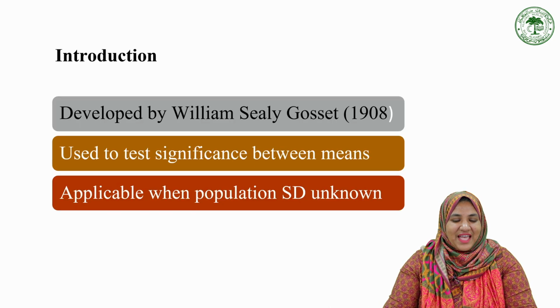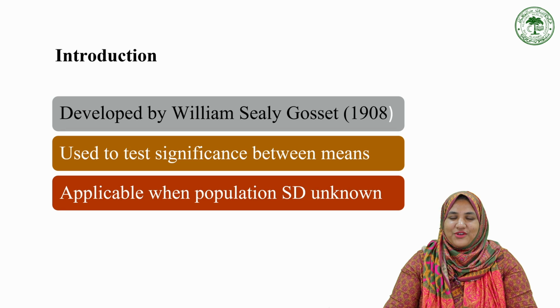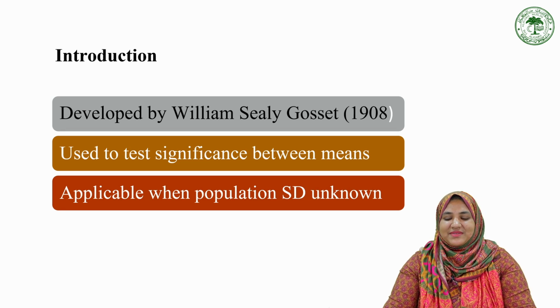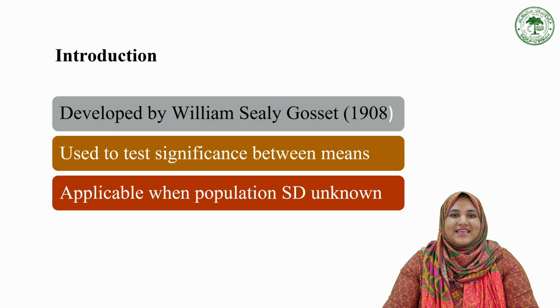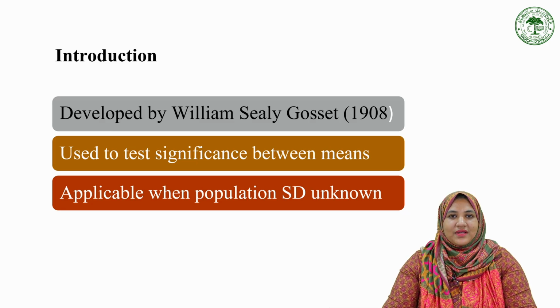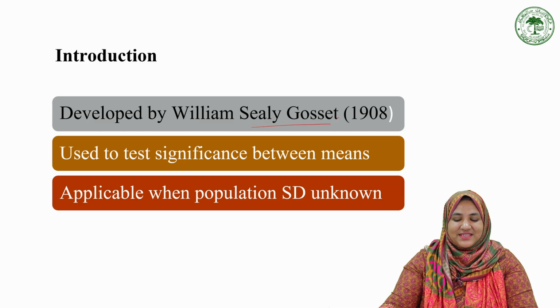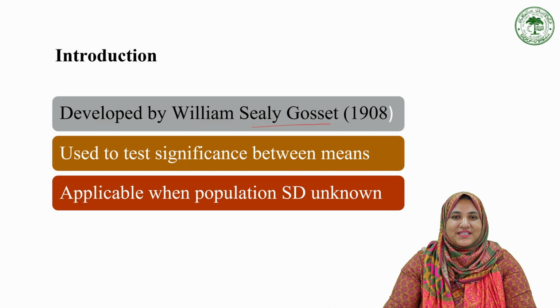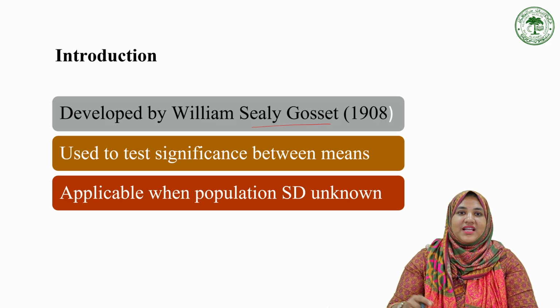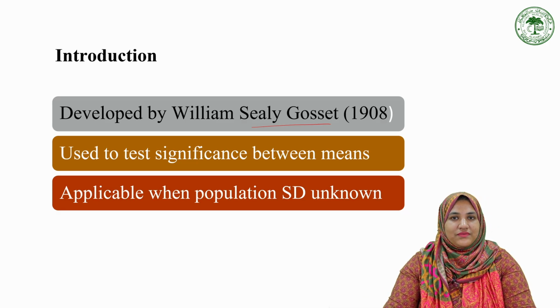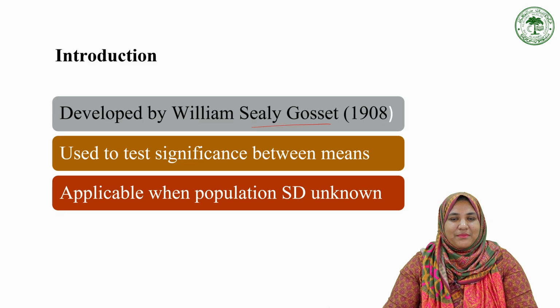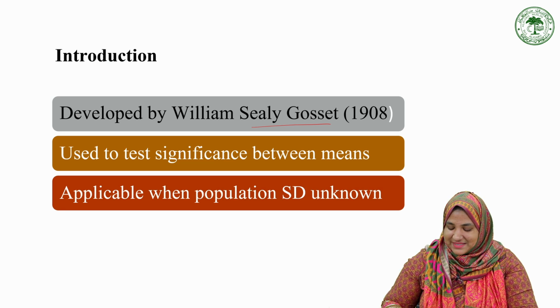As an introduction, I have kept a few sentences for your perusal. The t-test was developed by William Sealy Gosset in 1908, that means from time immemorial, isn't it? And we all know that it is used to find out the significant difference between the means, and the condition is applied when the population standard deviation is unknown, but we know the standard deviation of the sample, isn't it? So that is just an introduction to the t-test.